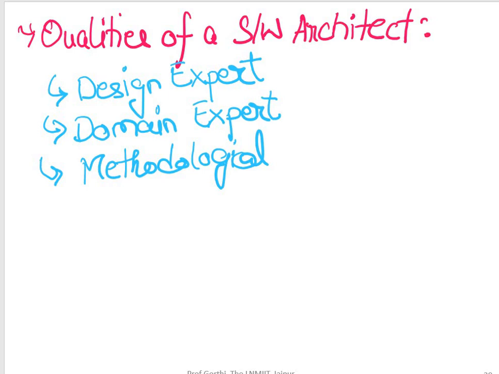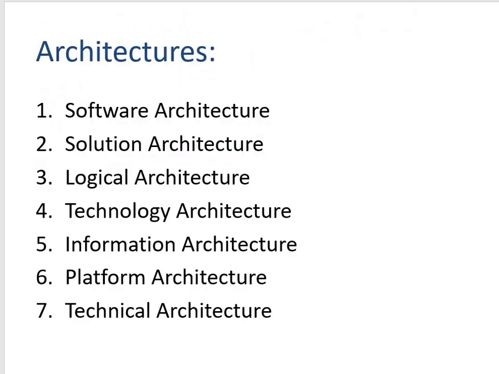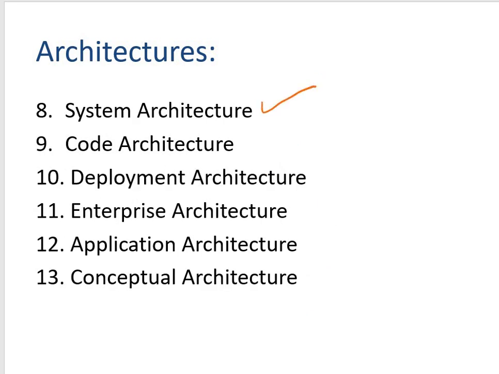Now there are like several varieties of architectures. We have software architecture, we have solution architecture, we have logical architecture, we have technology architecture, we have information architecture, then platform architecture, and then technical architecture. And your list is not limited to these. We have your system architecture, and then we have the code architecture, we have the deployment architecture, we have enterprise architecture, we have the application architecture, we have the conceptual architecture.